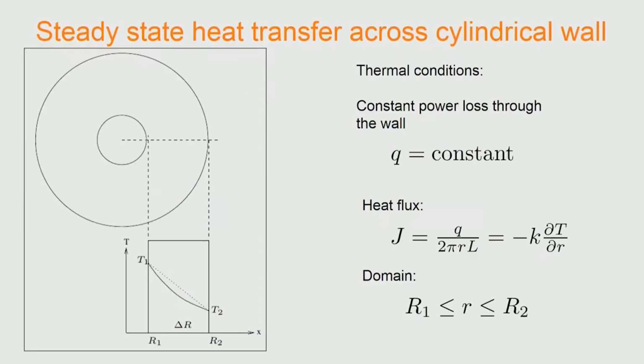So, we can then look at the same thing in other coordinate systems as well. We take up the cylindrical wall now, and in the case of the cylindrical wall we again look at the same problem. It is the power loss, which is given as a constant.